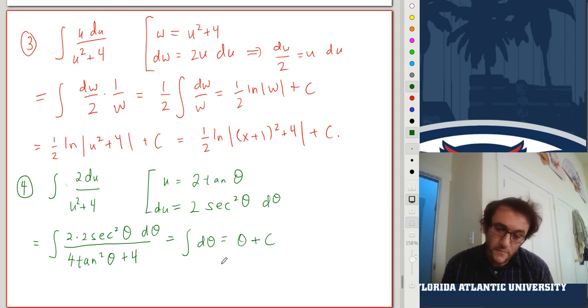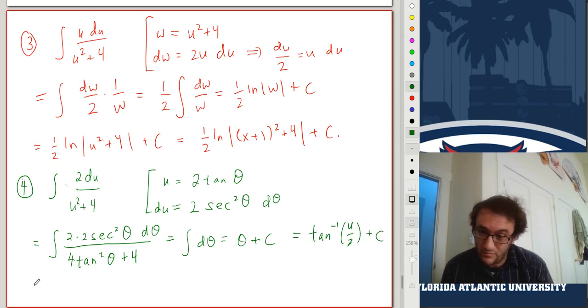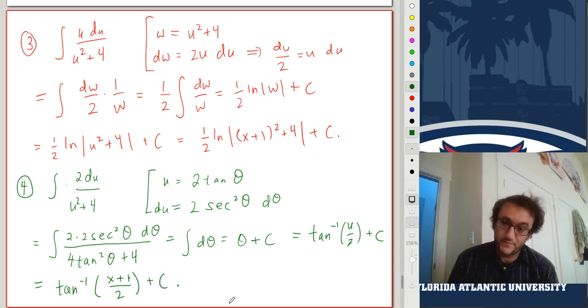Okay, well, we need to convert theta back to x, so we have theta equals arctangent of u over 2. Okay, we have the constant. And then plugging in our value for u, we have this is equal to arctangent of x plus 1 over 2 plus c.